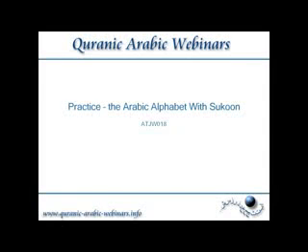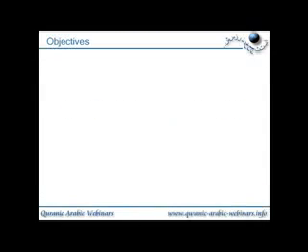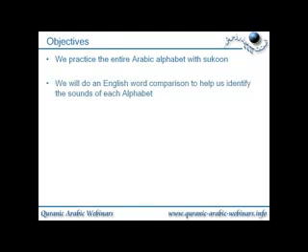This is a practice of the Arabic alphabet with Sukoon. Objectives. We will practice the entire Arabic alphabet with Sukoon. We will do an English word comparison to help us identify the sounds of each alphabet. Again, with the English words, some of the Arabic letters will not have any comparison, but we'll try to get close to it. And the reason we do the English is just to help people differentiate certain alphabet sounds.